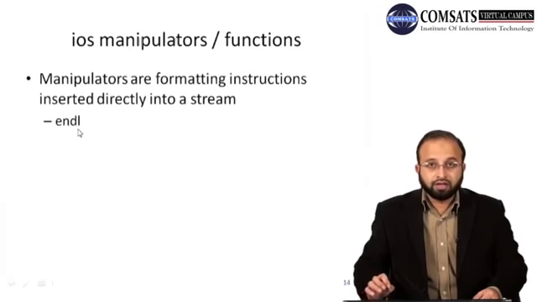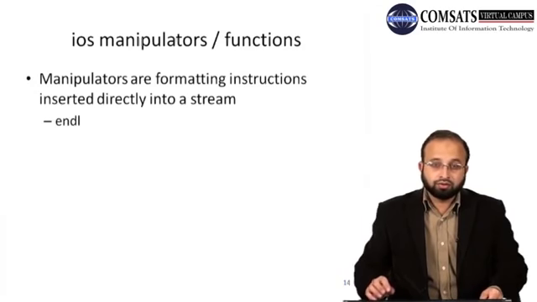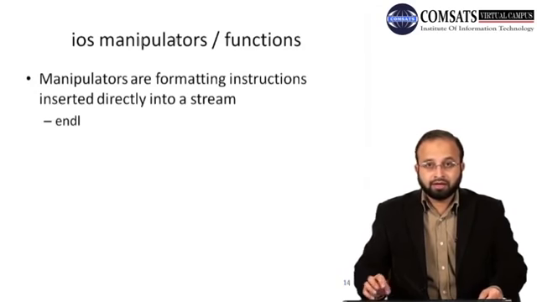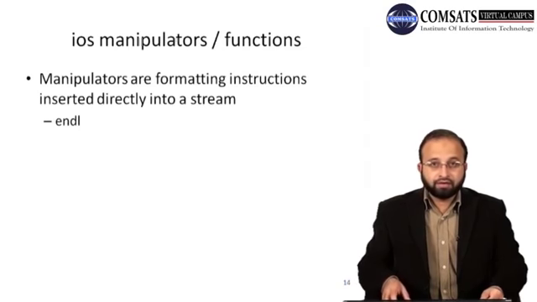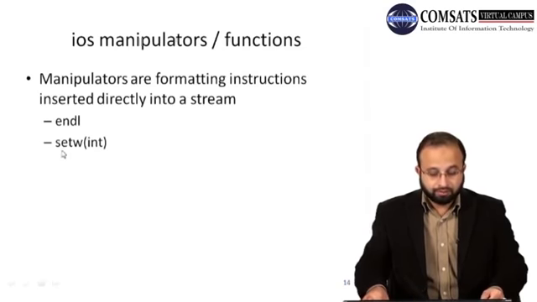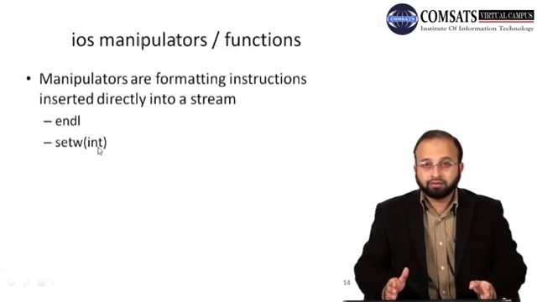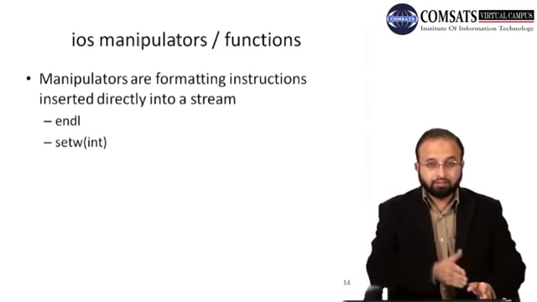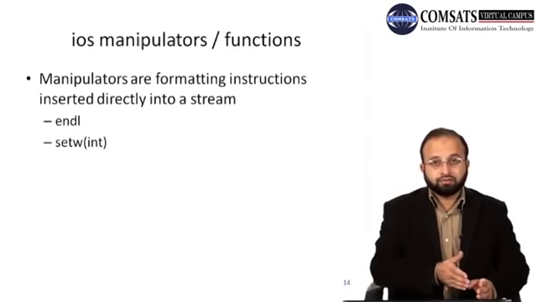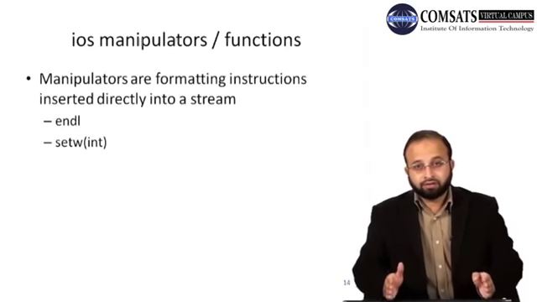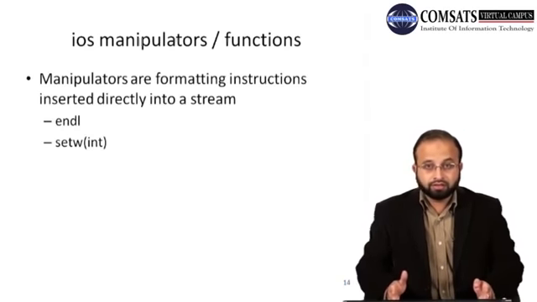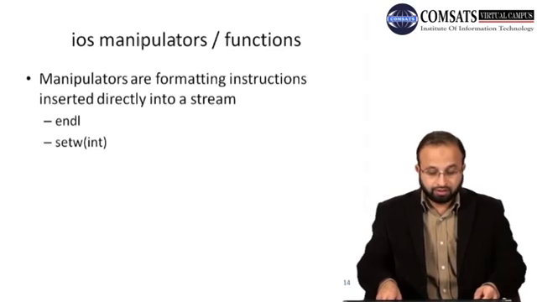endl appears in the ostream. So in the output stream, the cout stream, wherever the endl manipulator comes, it will insert a new line character. For example, setw will set the width of the field in integer. So in integer you specify what should be the width of that field. For example, the number of columns on the screen. If you specify 10, then the width of that value is 10, right? I will show you in the example.